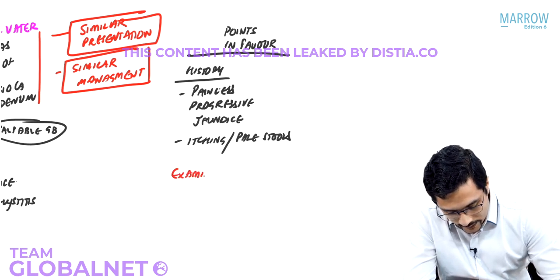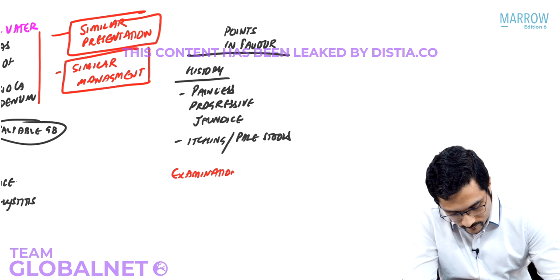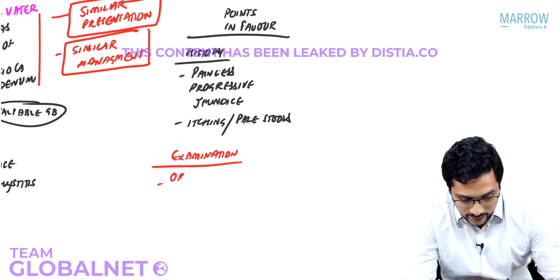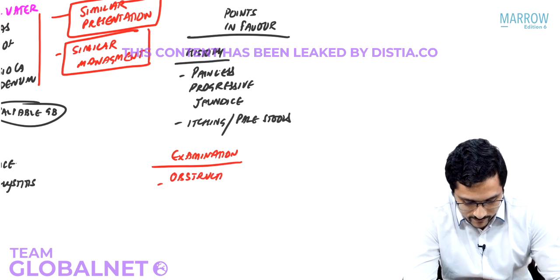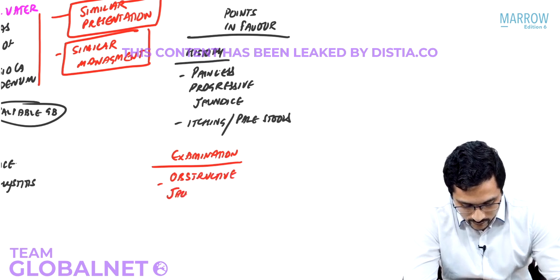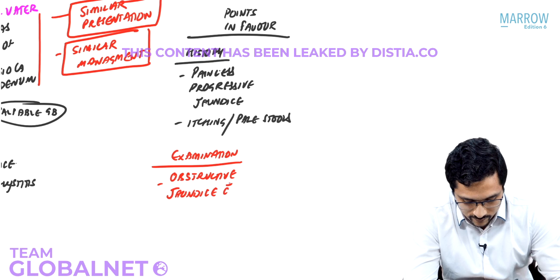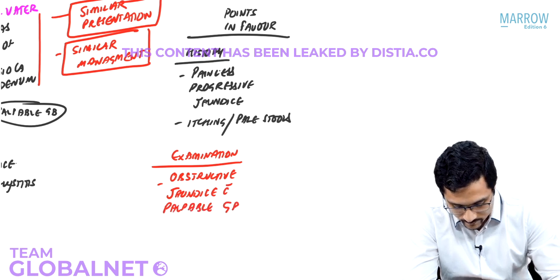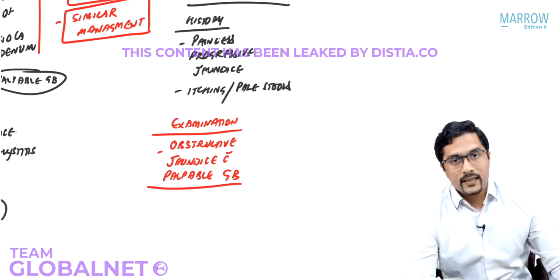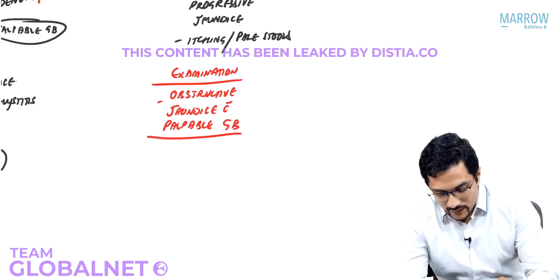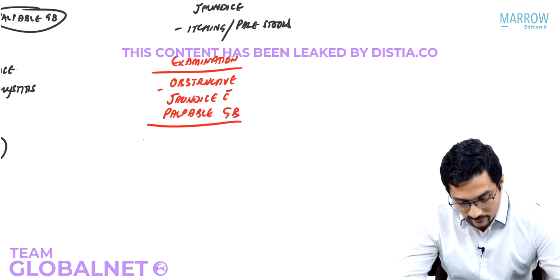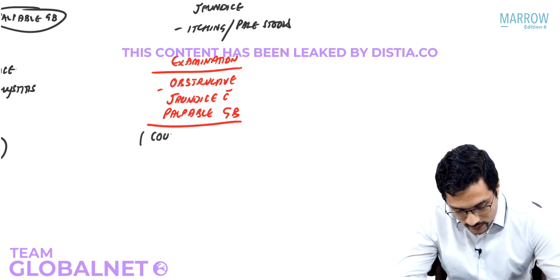On examination, again we know that there is obstructive jaundice with a palpable gallbladder. And what is this classically known as? Obstructive jaundice with a palpable gallbladder. I've covered this, a very important viva and MCQ question. This is known as Courvoisier's law.